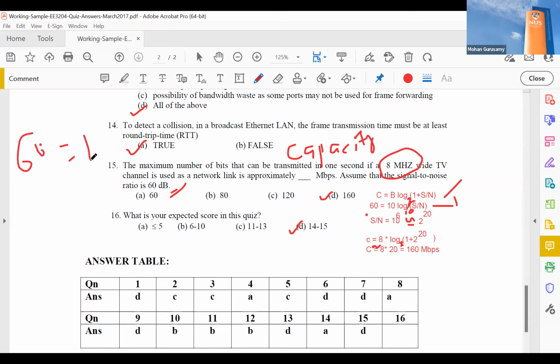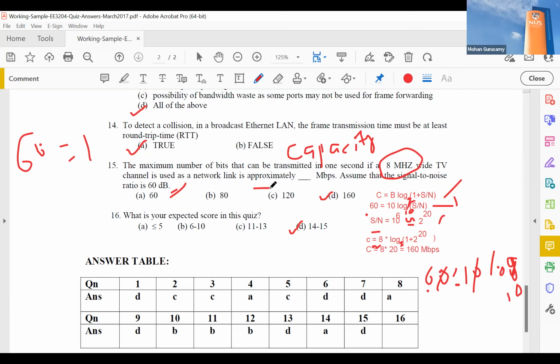Sorry, maybe I can write it here. 60 is 10 log, this is base 10. So the 0 can cancel with 6, and obviously, S over N is 10 power 6. 10 power 6 is approximately 2 raised to the power 20.